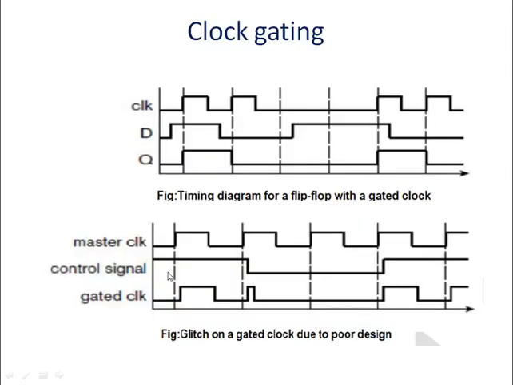Another common way of reducing power in a complementary metal oxide semiconductor system is clock gating. This involves turning off the clock to parts of the circuit whose stored values do not need to change. The components see no clock transition when the clock is turned off, as shown in the figure.